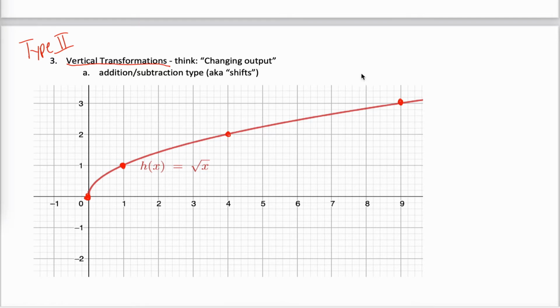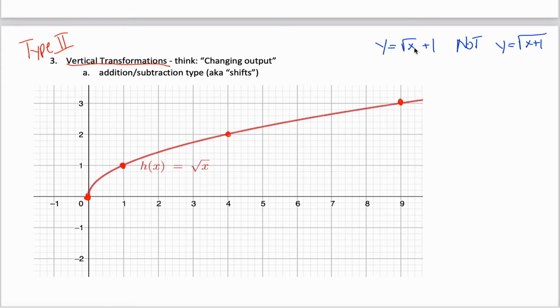What we want to know is what would the graph of y equals the square root of x, plus 1 look like? And just to be clear, this is going to be very different from the graph of y equals the square root of x plus 1, which is not what we're looking at here. These might look really similar, but they're really different in terms of transformations.